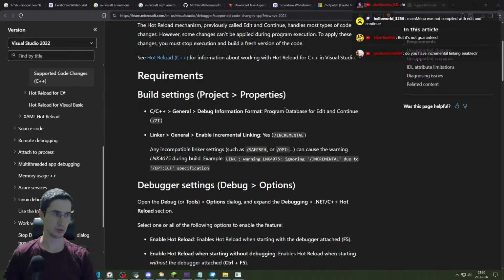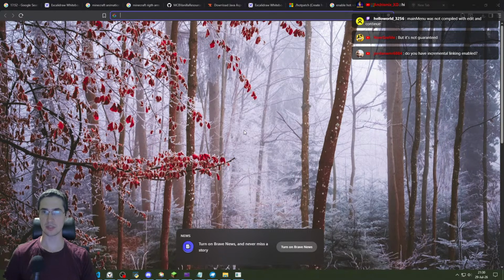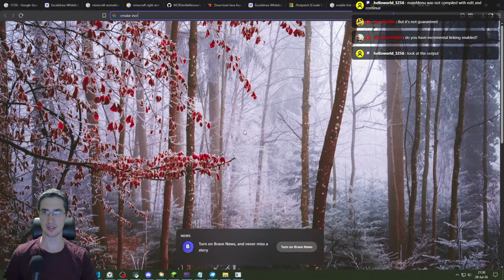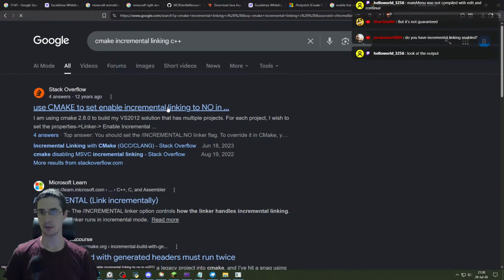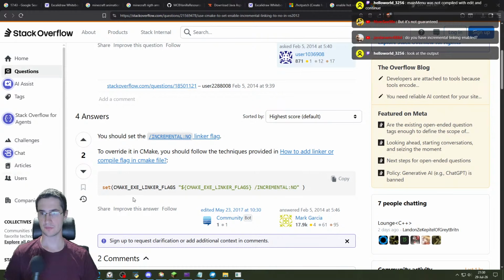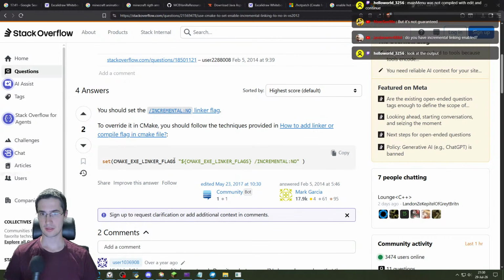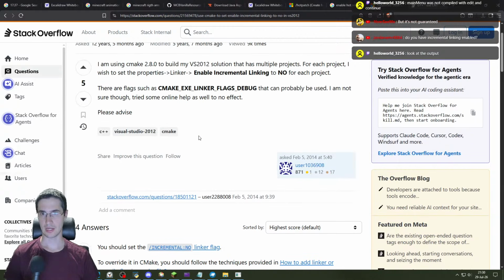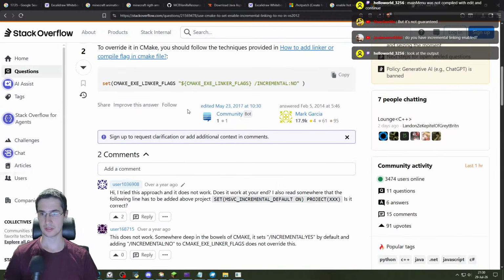Do you have incremental linking enabled? Yeah, that's what we'll try to do, chat. But I use CMake. CMake incremental linking C++. How do we enable it? Set incremental no. I want it to be yes, right, chat? I want it to be yes.